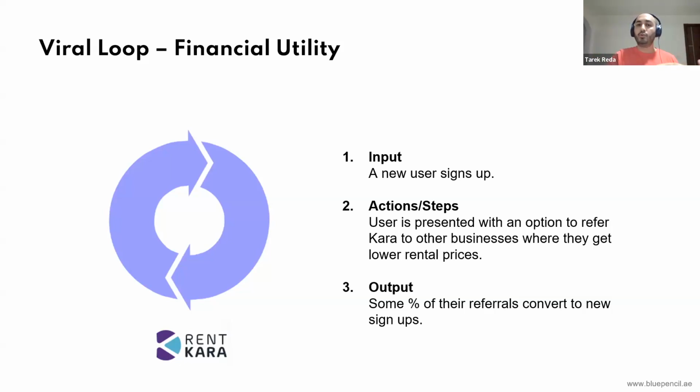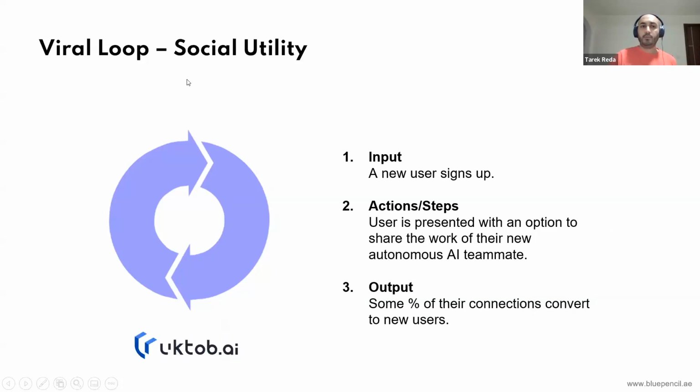There's a lot of work that goes into optimizing the loop and helping that loop spin faster. Okay. All right, let's look at the third type of loops. So now, still within viral loops, we're looking at social utility. All right, so let's take Uktub as an example.